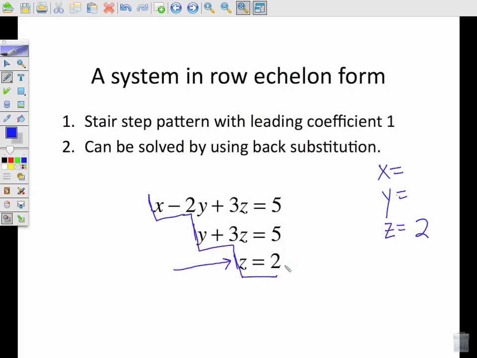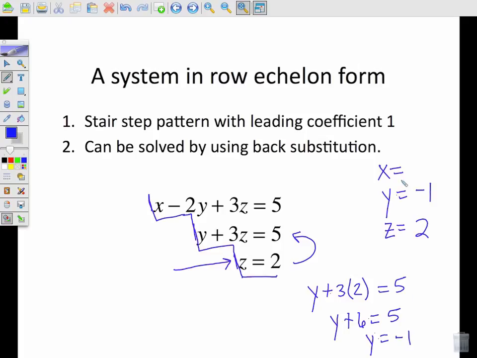What we're going to do is go back and put z in. So y plus 3 times 2 is equal to 5. So y plus 6 is equal to 5. y must equal -1. All right, so there's our y value. And now we go back and put both of them into the top equation. It would look like this: x minus 2 times -1 plus 3 times 2 is equal to 5, and we solve it.